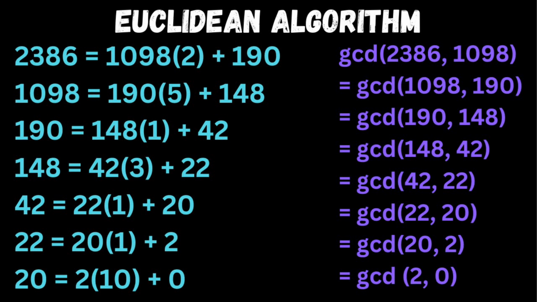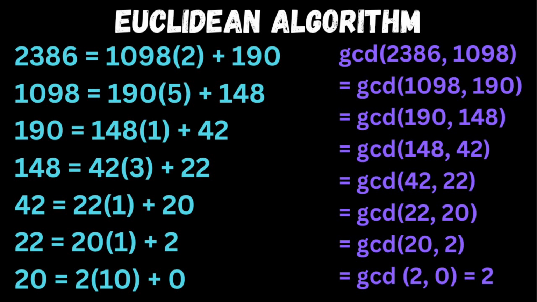Once you get to the GCD of some number and 0, you can figure out the GCD from the other number, which is quite convenient. In this case, the GCD is 2. And that's the Euclidean algorithm. Tedious, but of course less tedious than having to write out all the factors of everything for sure.